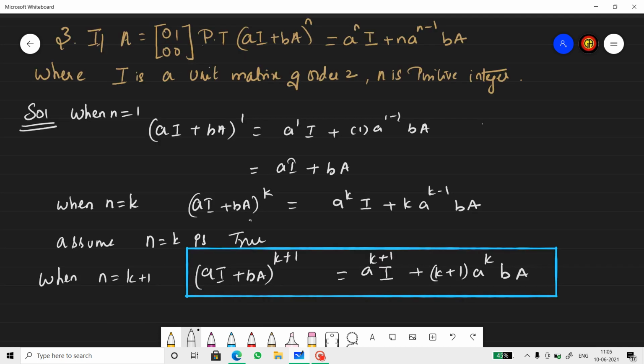So then the third question now. A is a matrix which has elements 0, 1, 0, 0. Prove that (aI plus bA) to the power of n equals a to the power of n I plus n a to the power of n minus 1 bA, where I is the unit matrix of order 2 and n is any positive integer.